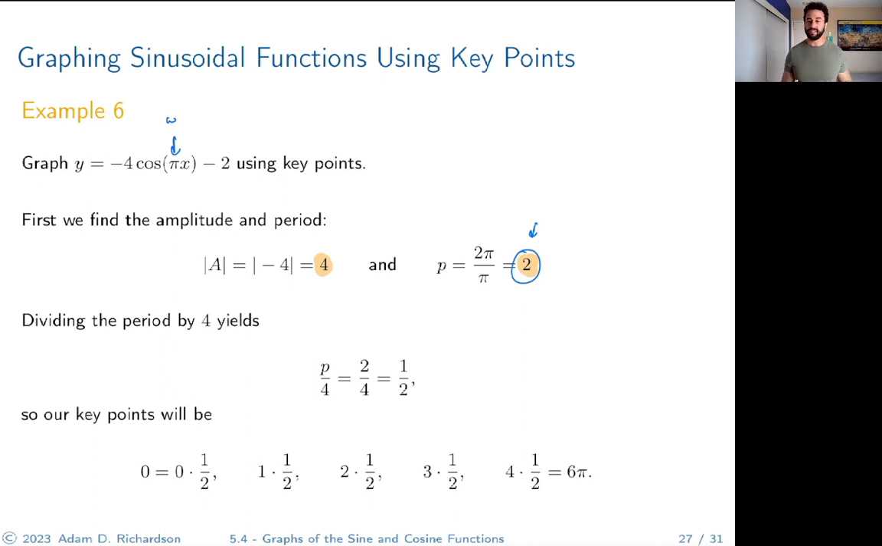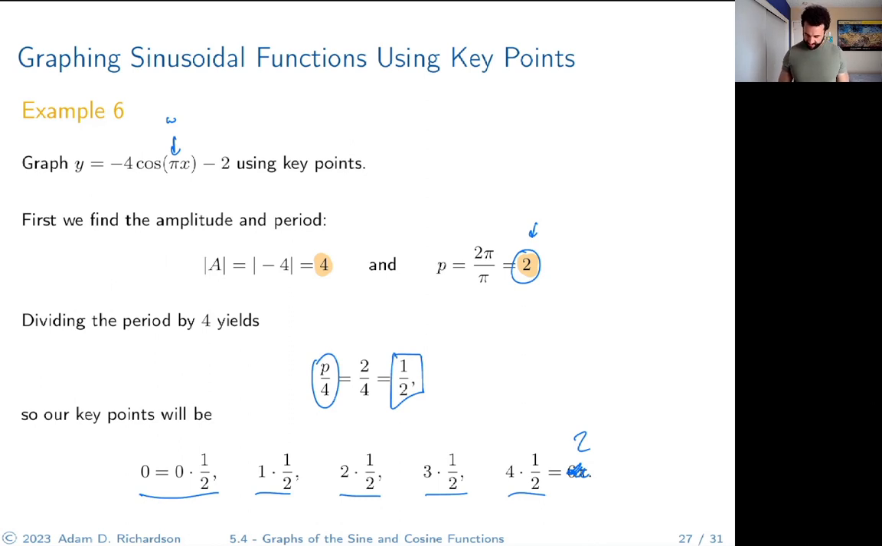Okay, now that we know the period is 2, divide the period by 4 to get the locations of your key points. So 2 over 4 is 1/2, and then you just count them off. Oh, there's another typo. I apologize. So 0, 1/2, 1, 1 and 1/2, 2, and this should not say 6 pi. That should say 2. So I'll fix those as soon as I finish the recording here.